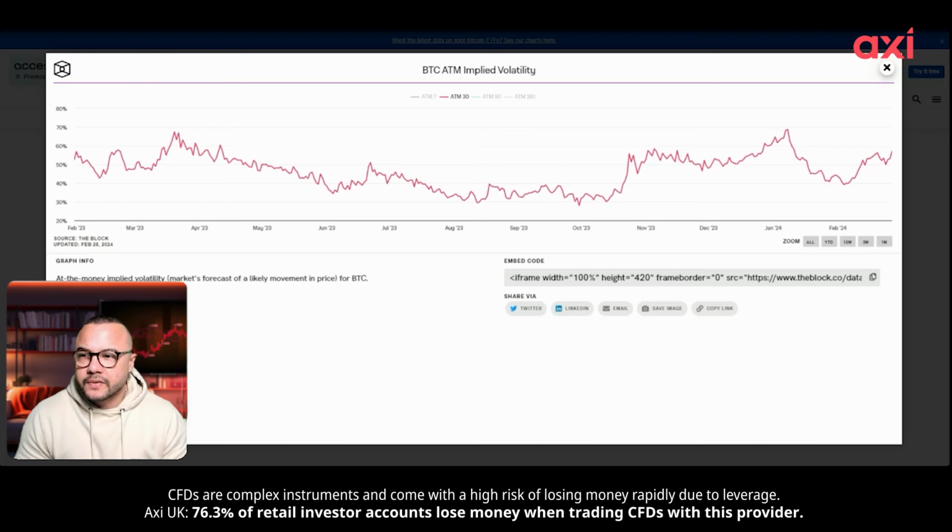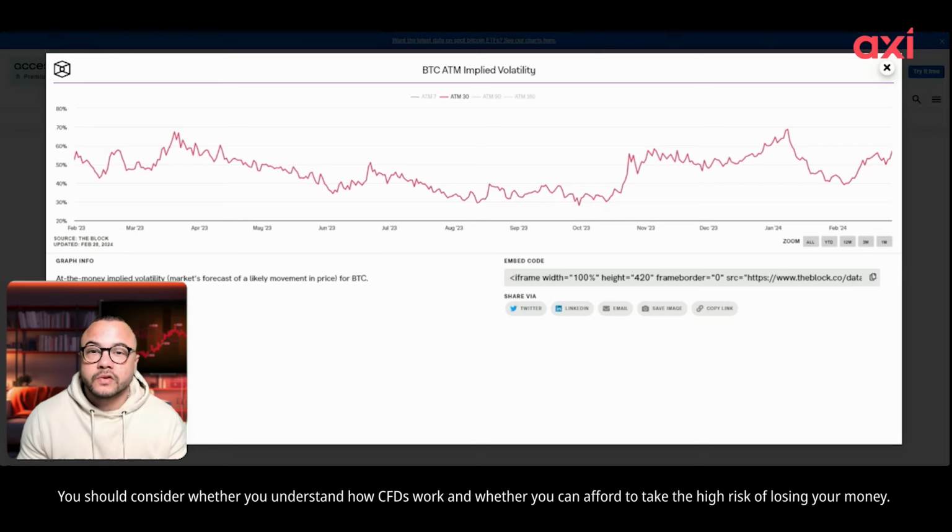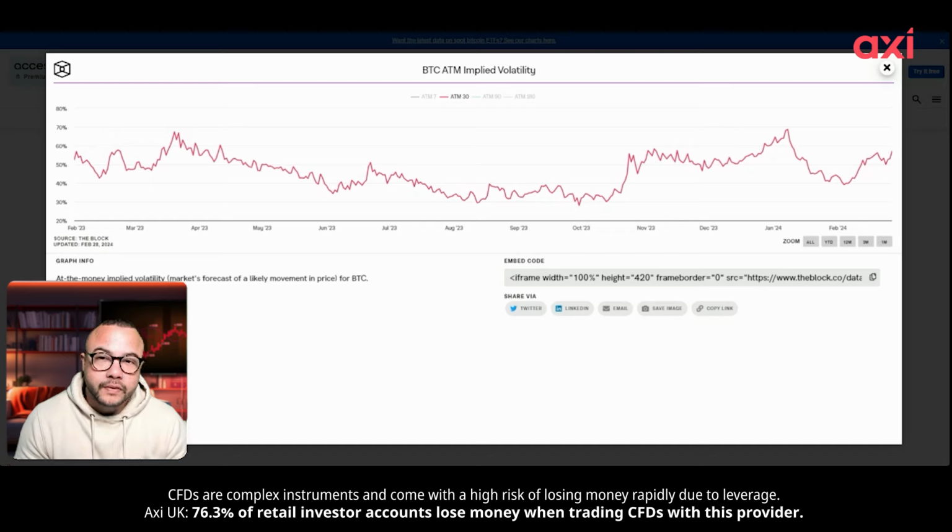So have a look at that, see if you can factor it in. Remember, the daily expected move is the 30-day IV divided by the square root of 365, which is 19.1 generally.